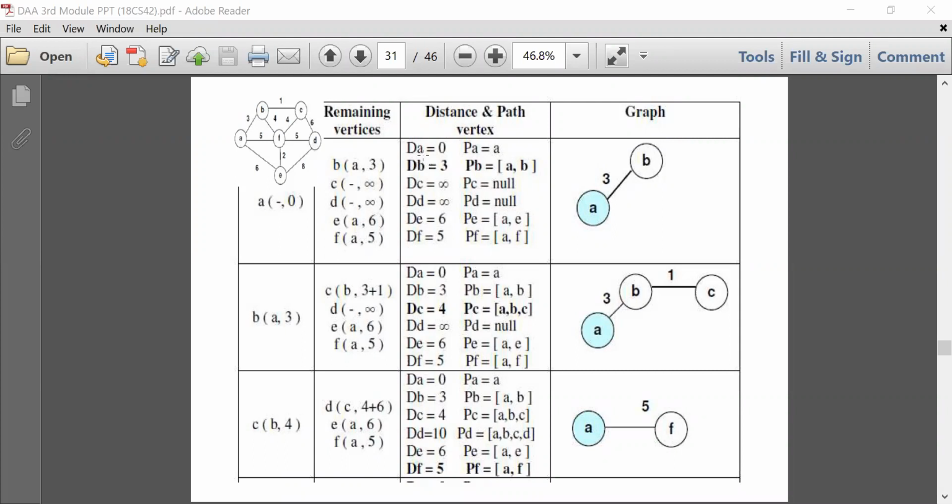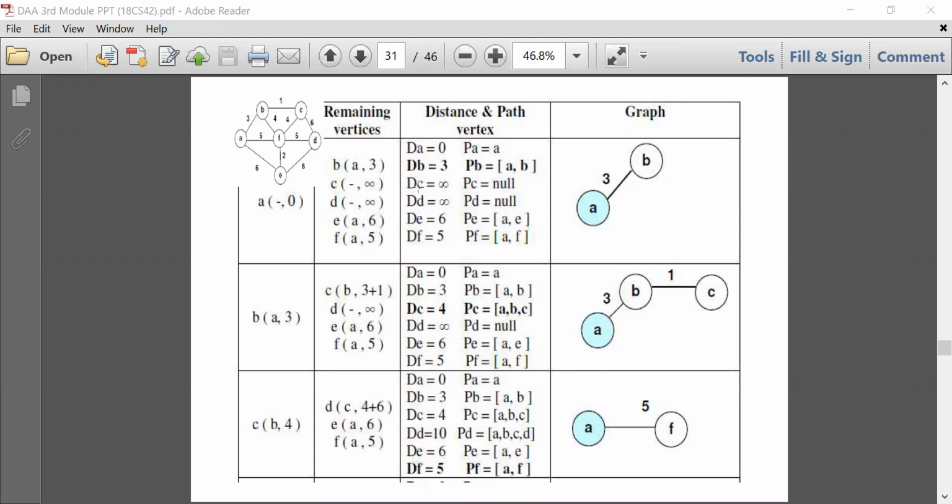Now, come to this particular thing, where I need to update the distance and the path vertex. Initially, DA is 0. The path to vertex A will be A to A, that's why I'll write A here. The distance to B is 3, from here I came to know the distance to B from A is 3. That's why I'll write DB as 3. Which path is it choosing? That is A to B. That's why PB is equal to A comma B. So the path B vertex is choosing is AB.